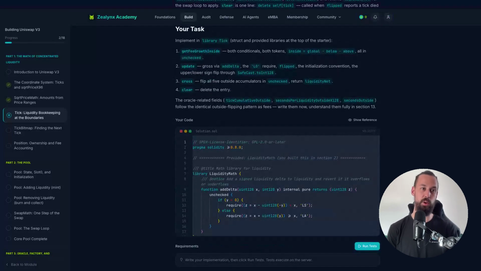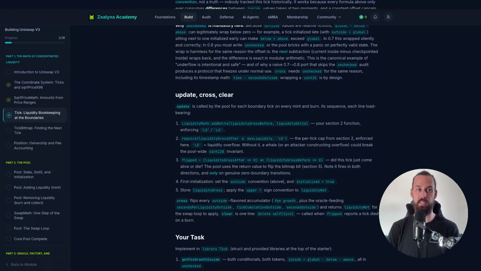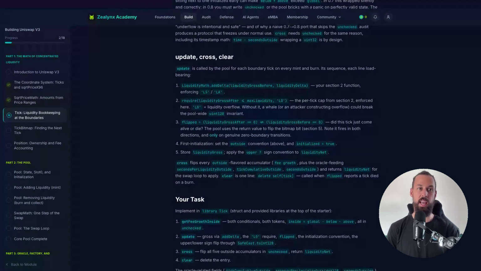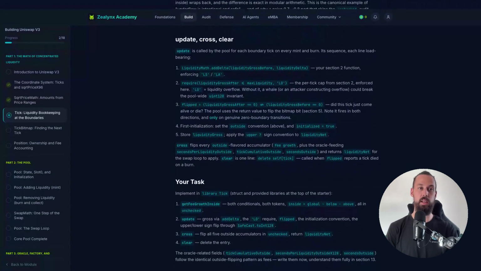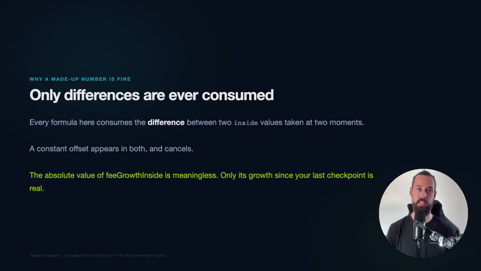There's no true answer. So V3 just decides. If the tick is at or below the current price, all historical growth is deemed to have happened below it, so outside equals global. If it's above the current price, outside is 0. And notice the code has no else branch, because 0 is the struct default. That is a convention, not a fact. It's a made-up number, and it works because every formula here only ever consumes differences between inside values taken at 2 moments. A constant offset cancels. The absolute number is meaningless. Only the difference is real.